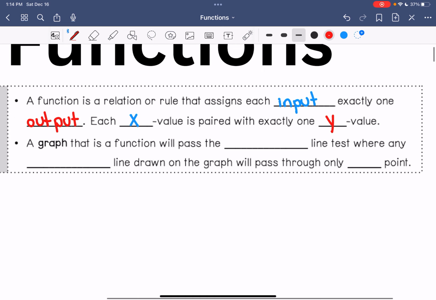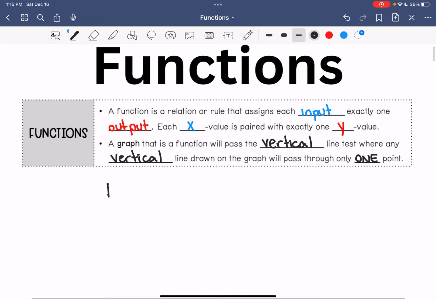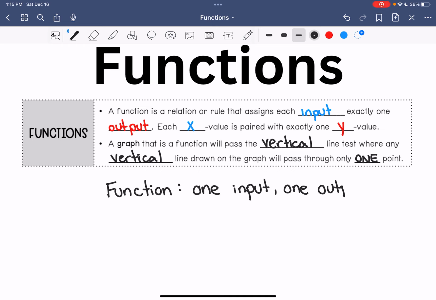And for graphs, a graph that is a function will pass the vertical line test, meaning up and down, where any vertical line drawn on the graph will pass through only one point. All right, so in summary, a function: one input, one output. Something we said in class a lot that would be really helpful for you to remember is that your x's cannot repeat.